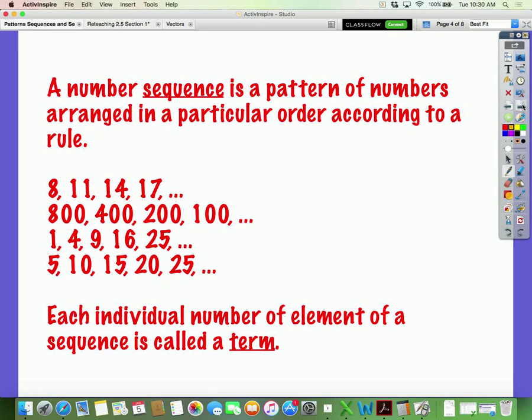An individual number or element of a sequence is called a term. So when I refer to term, I'm talking about a number within the sequence, okay? Let's look at the next one. 1, 4, 9, 16, 25. Raise your hand when you see the pattern.